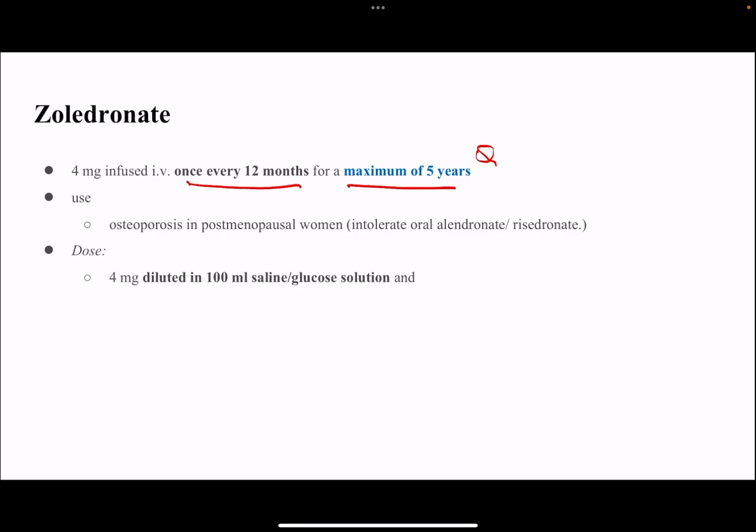risedronate orally. And whenever giving the zoledronate, you need to dilute with the saline as well as the glucose solution, and it should be infused over a period of 15 minutes because the advantage is they are less irritable to the vein, and they can be repeated after 7 days, then at an interval of 3 to 4 weeks. But the standard dose will be once every 12 months and maximum for 5 years.